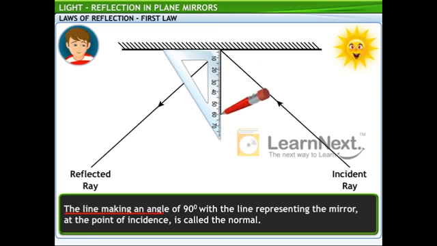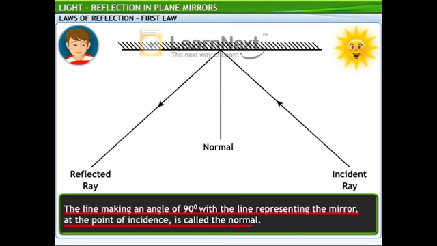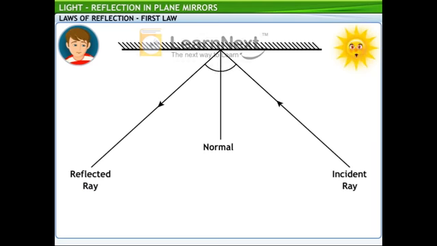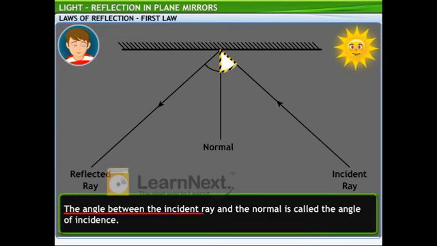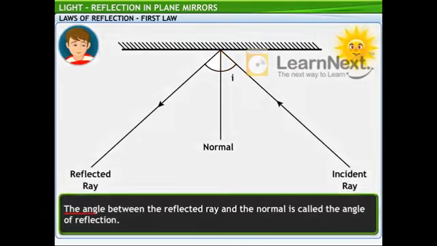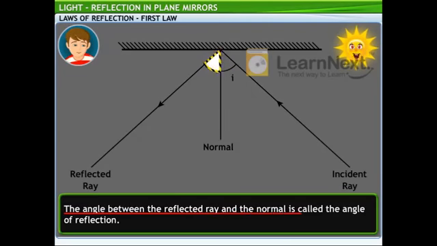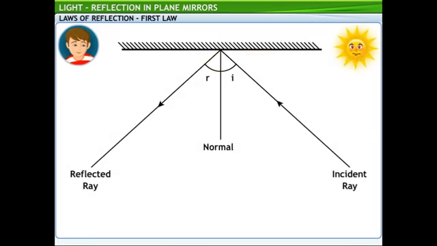Next, we draw a perpendicular to the line representing the mirror at the point of incidence by using the set square. This line is called the normal. Can you see how the other lines form angles with the normal? Yes, both the reflected ray and the incident ray form angles with the normal. The angle between the incident ray and the normal is called the angle of incidence. It is represented by the letter I. The angle between the reflected ray and the normal is called the angle of reflection. It is represented by the letter R.